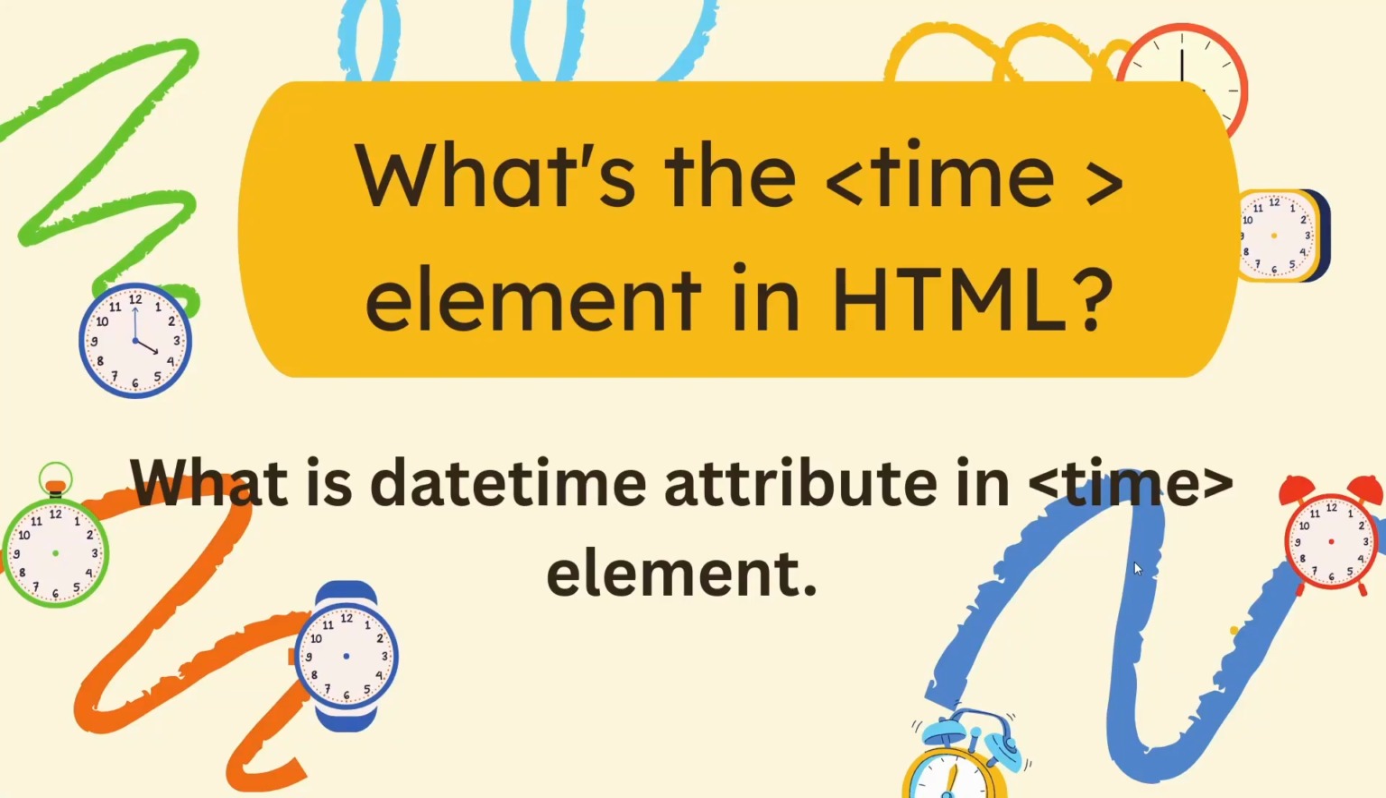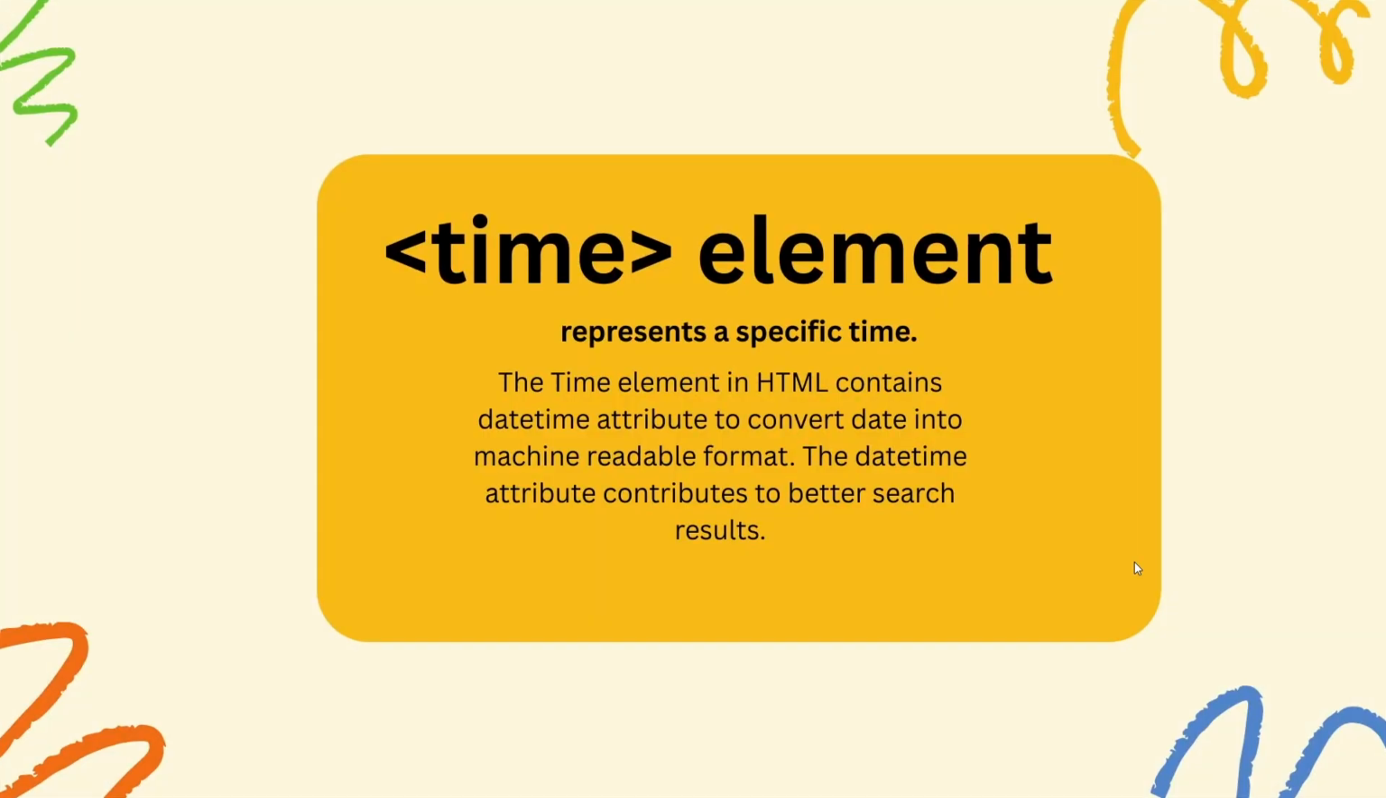In this tutorial, we will study what the time element in HTML is, and what the datetime attribute in the time element is. The time element represents a specific time. The time element in HTML contains a datetime attribute to convert a date into a machine readable format. The datetime attribute contributes to better search results.